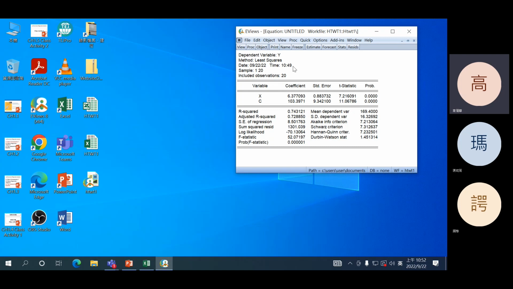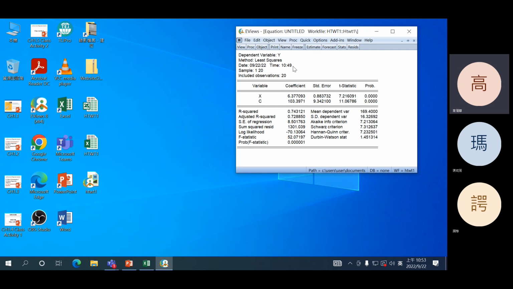I think you will expect this is a positive relationship. Why is it positive? X is the height, right? Y is the weight, right? So the taller is usually heavier. Usually, not always, but usually, right? So, theoretically, there's a positive relationship between height and weight. This is the weight and this is the height.